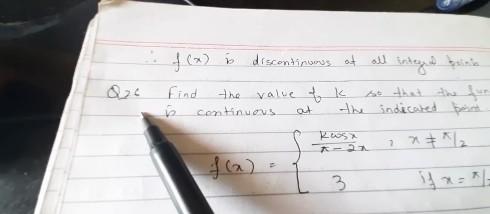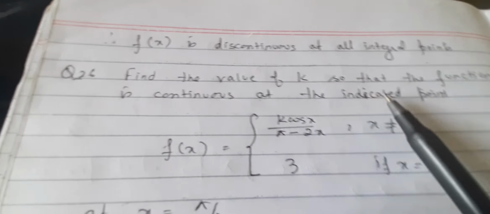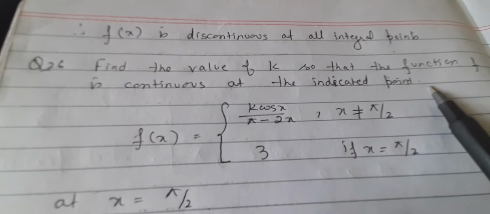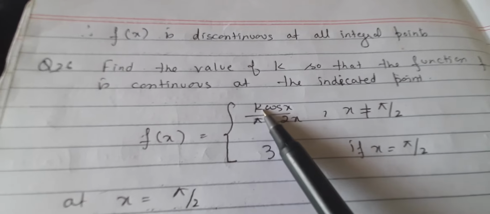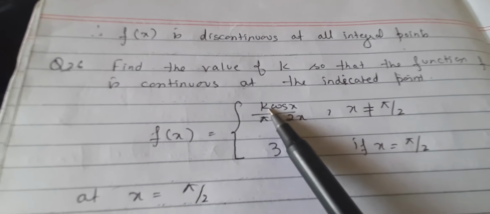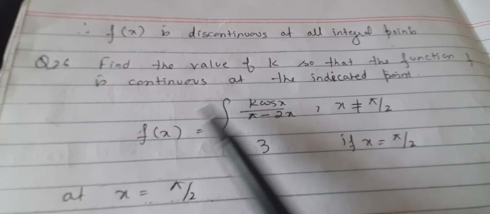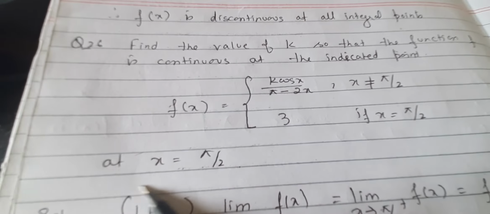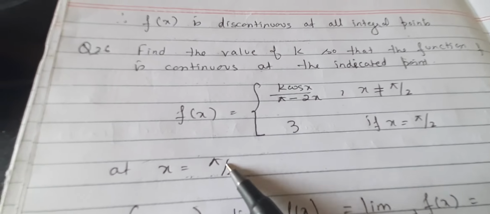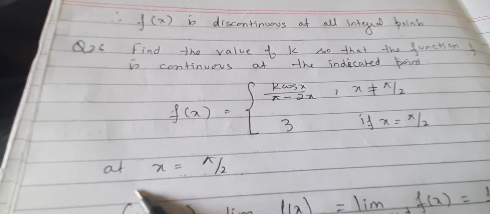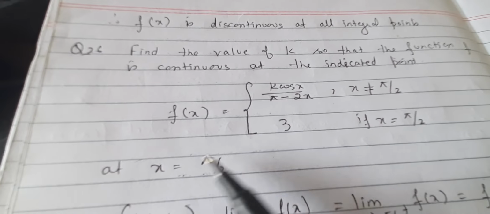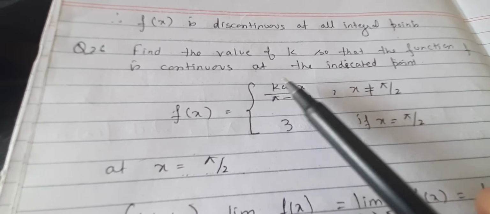Now question number 26, find the value of k so that the function f is continuous at the indicated point. There is an unknown k, so I have to find the value of k so that this function which is given here is continuous at the indicated point, at pi by 2. It's given that it is continuous at x equal to pi by 2. I don't have to check its continuity.